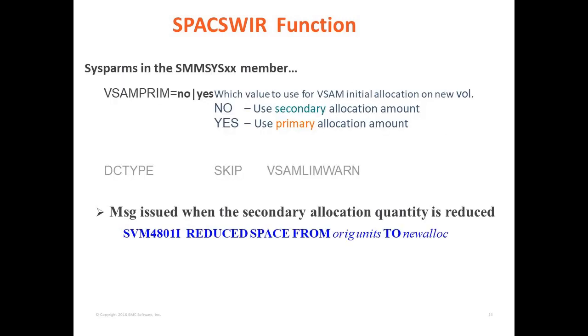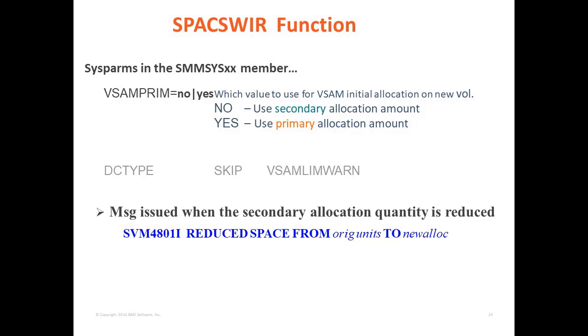There are sysparms for SPACSWIR. VSAM prime is used to determine which VSAM allocation value to use on the volume switch. If no, then the secondary allocation amount will be used, and if yes, the primary amount will be used. VSAM prime does not apply to multi-stripe VSAM and IBM DB2 VSAM datasets.